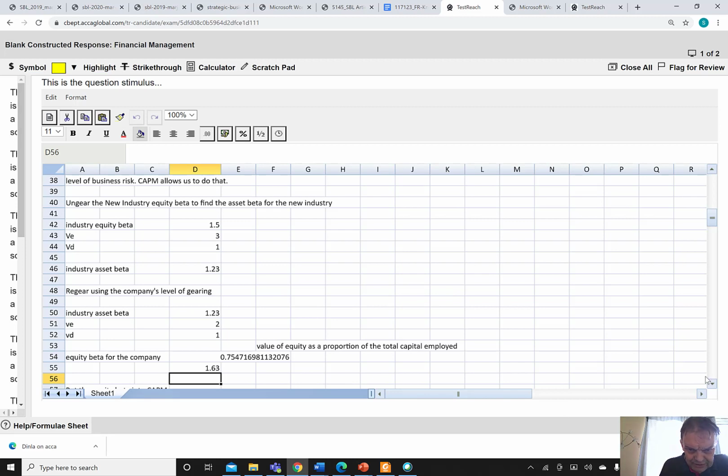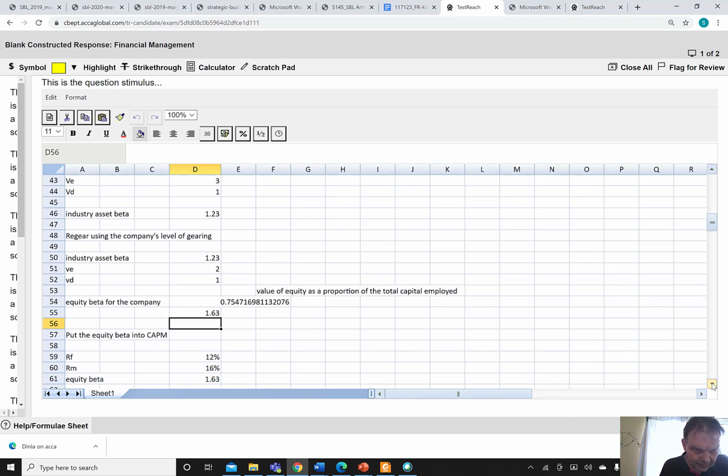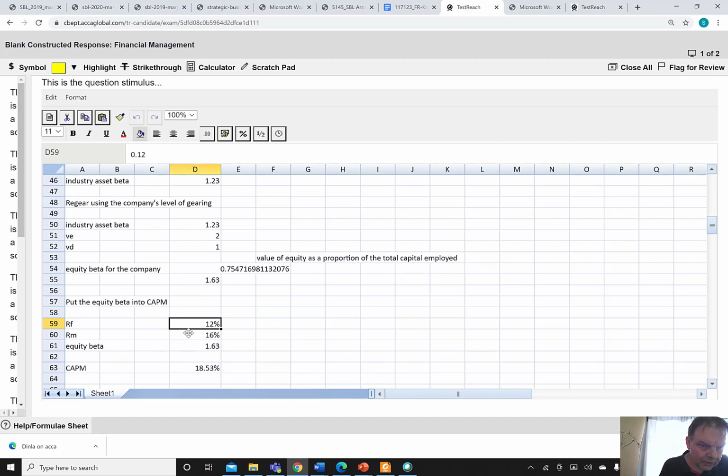So taking that 1.63, which is my equity beta, I can put that into the Kaplan model. I know that the risk-free rate is 12%, and I know that the market rate is 16%. So 12% plus 1.63 times the market premium, which is 4, gives me a Kaplan value of 18.53%. And that really brings us to the end, because we did C first, and we've now completed the whole question.